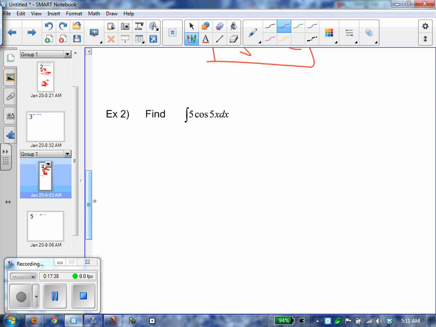All right, so let's try another one here. What do you think is the inside part here? That's actually the outside part. So the inside part, 5x. So we're going to let u equal 5x. If I take the derivative of u with respect to x, what will I get here? What is the derivative of 5x? 5. All right, cross multiply. I'm going to get du equals 5 dx.